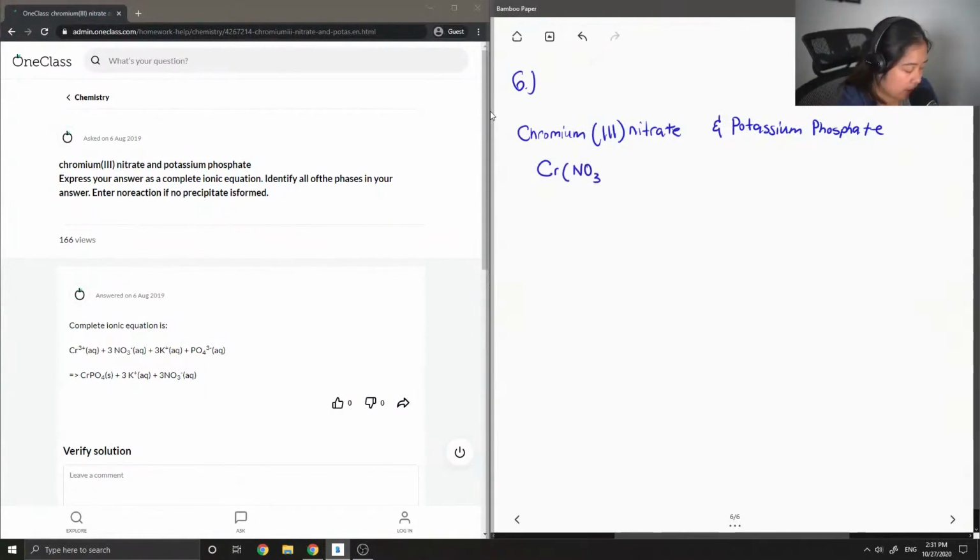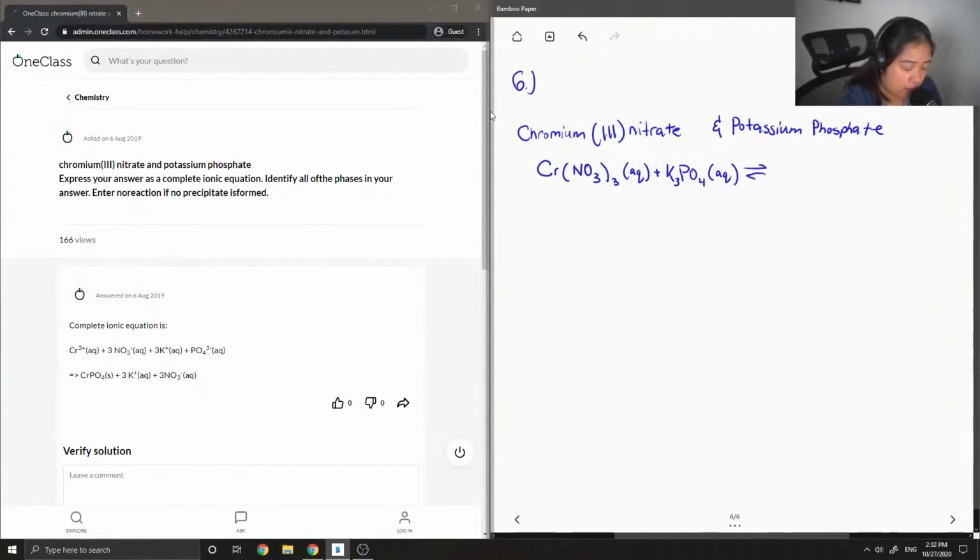So nitrate has a -1 charge, so we need 3 of them to neutralize the chromium +3. This is aqueous. Plus, similarly with a phosphate ion, it has a -3 charge, and potassium has a +1 charge, so we need 3 of them to neutralize.